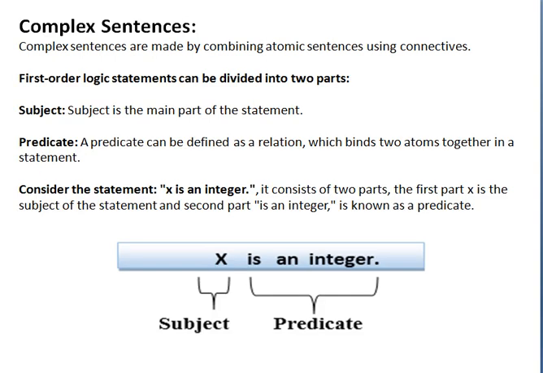Next is complex sentences. Complex sentences are made by combining atomic sentences using connectives. If we use connectives with atomic sentences, they are called complex sentences. A first order logic statement can be divided into two parts: subject and predicate. Subject is the main part and predicate is defined by the relationship between two atoms together in a statement. Example: x is an integer, where x is the subject and is an integer is the predicate.